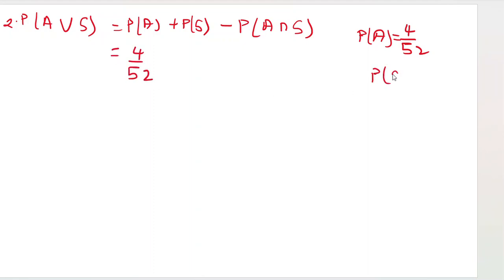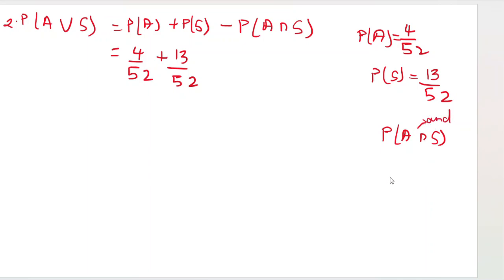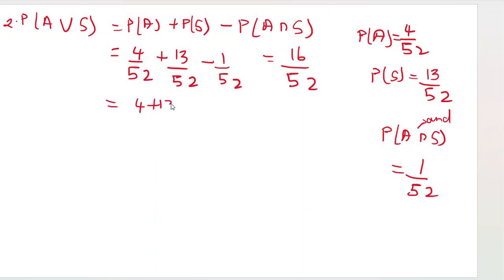Probability of spade is nothing but 13 upon 52 because 13 are favorable, and probability of ace and spade, although we write its intersection, it only means and. We observe that there is only one ace which is also a spade, so therefore it is 1 upon 52. So you get this answer as 16 upon 52.